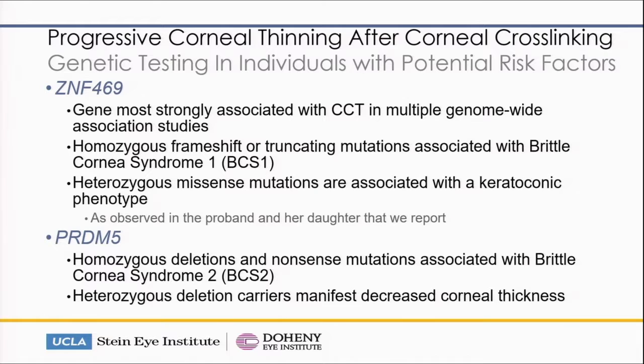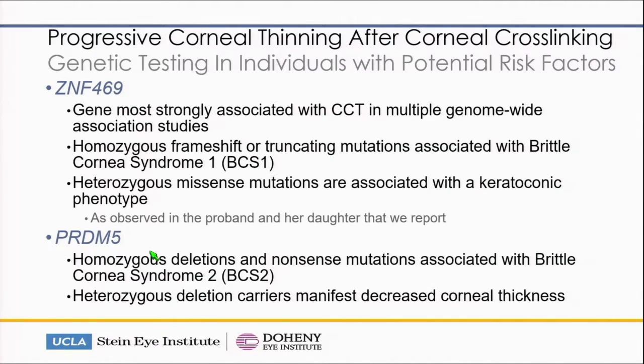One thing that came to mind was brittle cornea syndrome. There's two genes that have been associated with that, the ZNF469, which is the gene most strongly associated to central corneal thickness in multiple genome-wide association studies. Homozygous mutations in this gene cause brittle cornea syndrome type 1. Heterozygous missense mutations are associated with a keratoconic phenotype like we saw in our patient and her daughter.